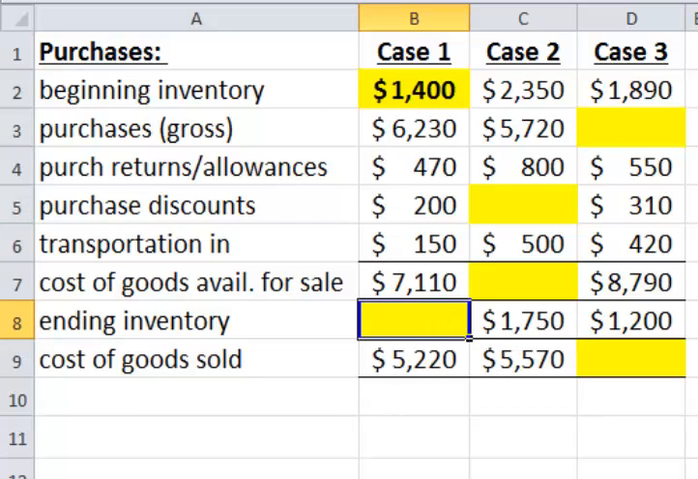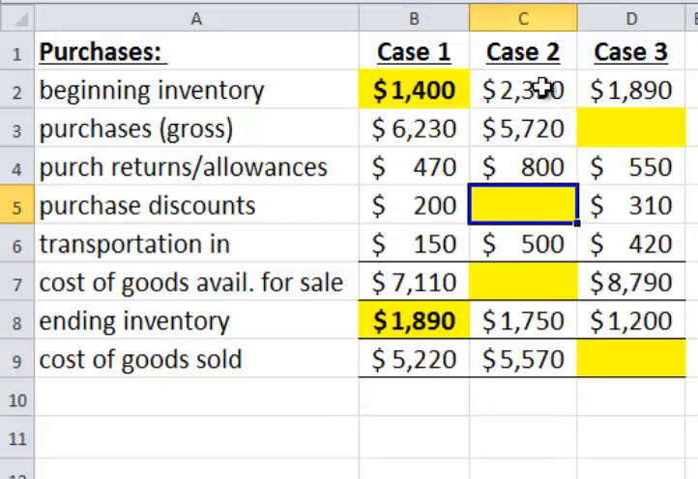So then what is ending inventory? It's the difference between what was available and what got sold. And so we can just take the arithmetic difference between those 2 and solve for ending inventory there on case 1. Why don't you freeze the frame and see if you can do case 2 and 3 before I walk through it.